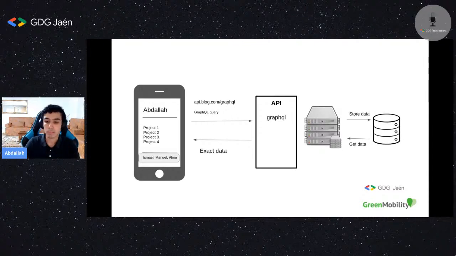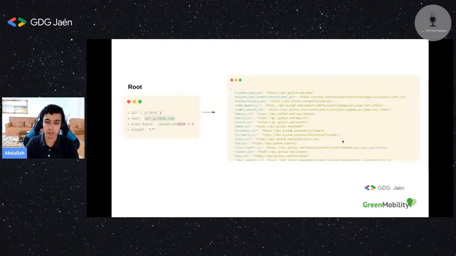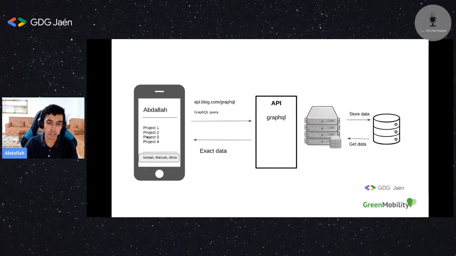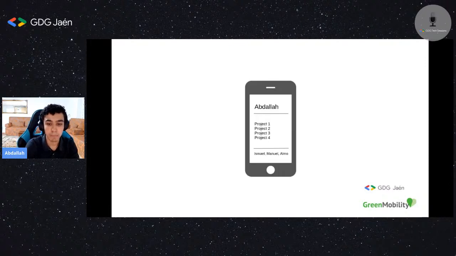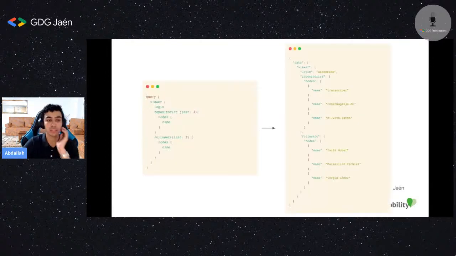And GraphQL will parse the query that you just gave to it, and will hopefully give you back the exact data, not more and not less, not overfetching and not underfetching. So for example, if we wanted to get this view in our application, this is what the query in GraphQL would look like.